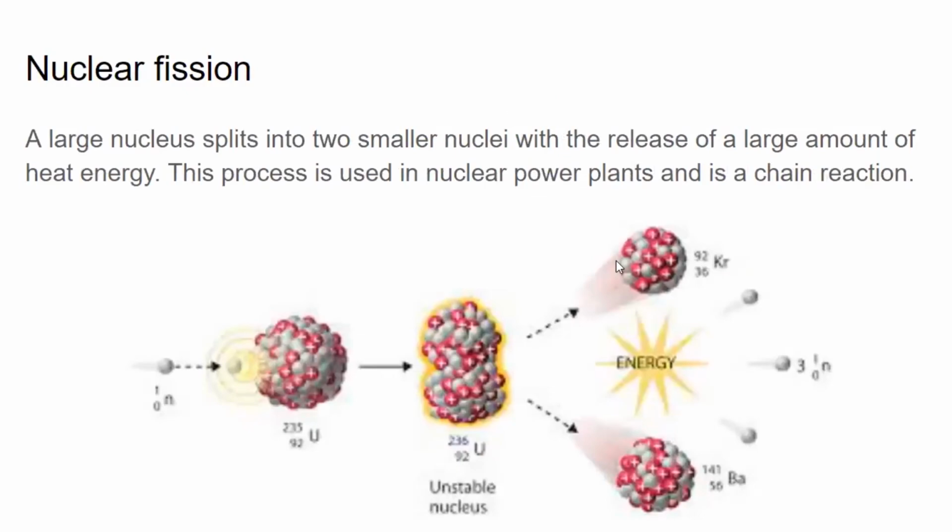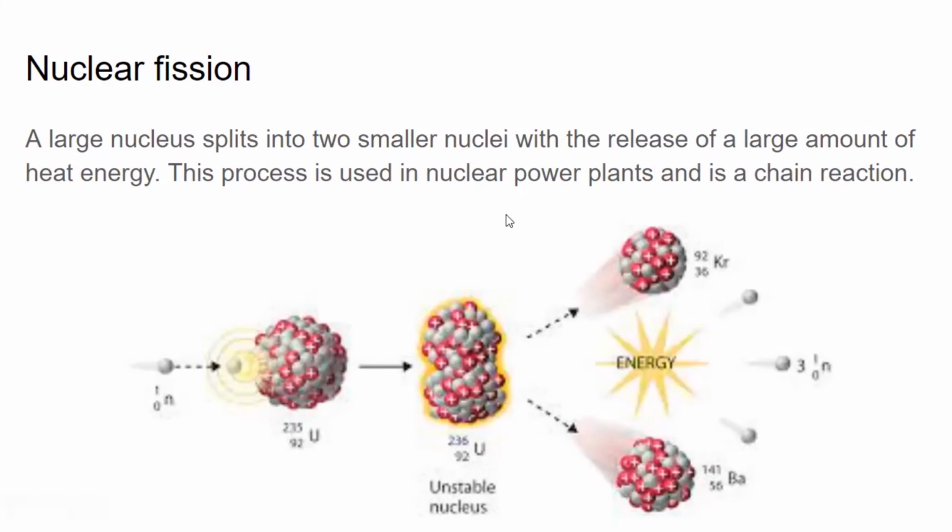Next, we need to know the two nuclear processes. The first one is nuclear fission. It's when a large nucleus is split into two smaller nuclei with the release of a large amount of heat energy. So when a large nucleus of uranium is hit by one neutron, it splits into two nuclei and three neutrons with the release of a large amount of heat.